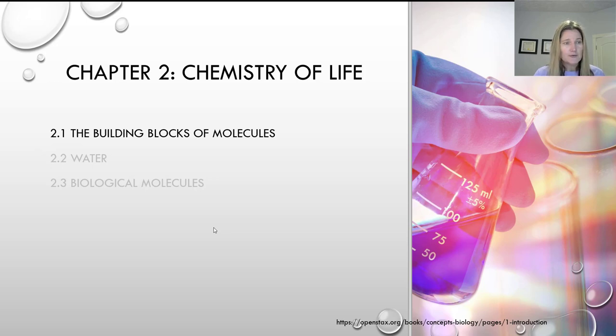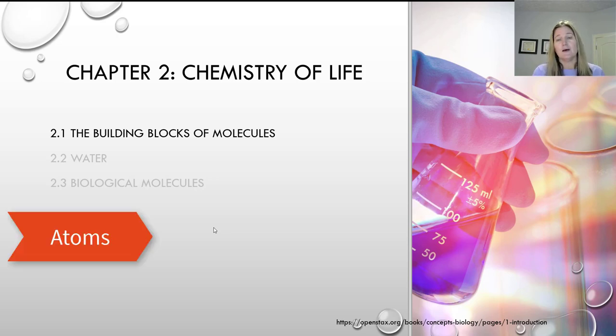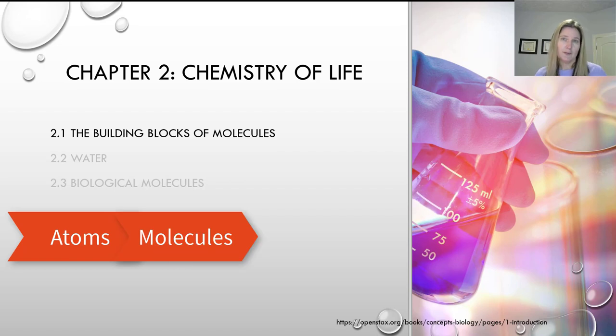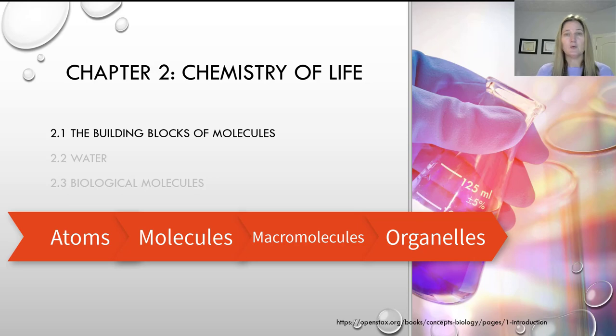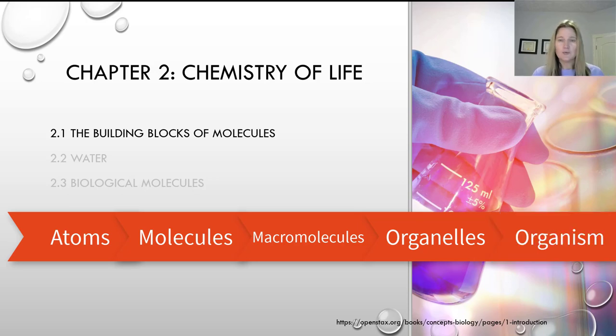So this chapter gets into the chemistry of life. In the previous chapter, Chapter 1, we took a look at life's hierarchy. We looked at how atoms make up molecules, molecules make up macromolecules, macromolecules make up organelles, organelles make up organisms, and so forth. So we're going to focus in on the smallest part of life's hierarchy, studying the atoms, and then from there we'll learn how they build molecules.